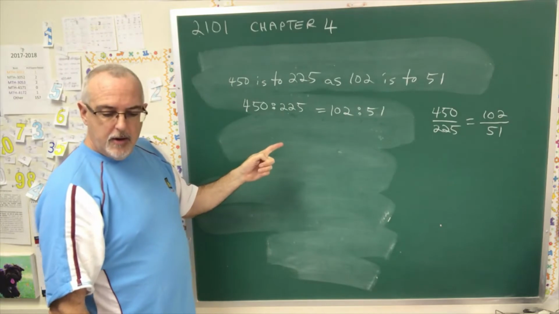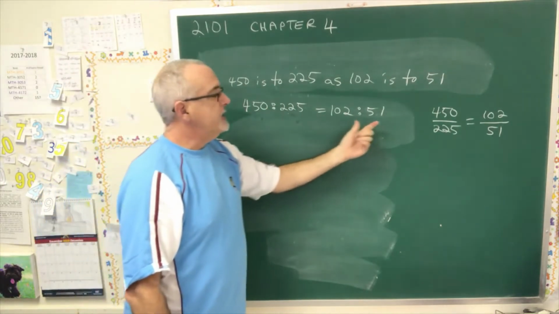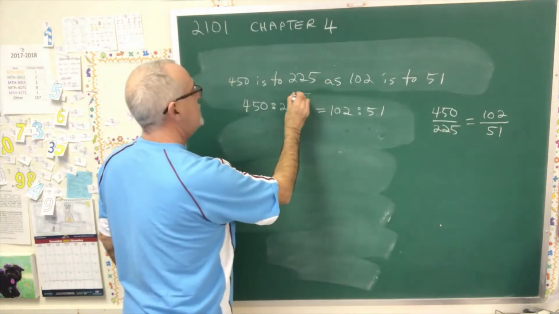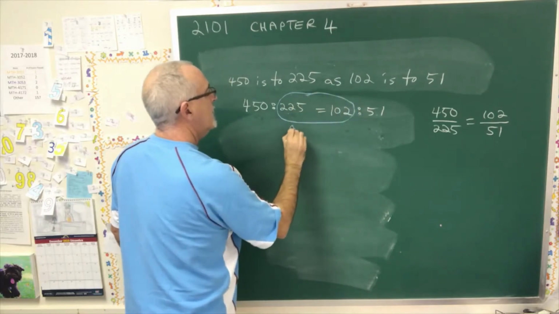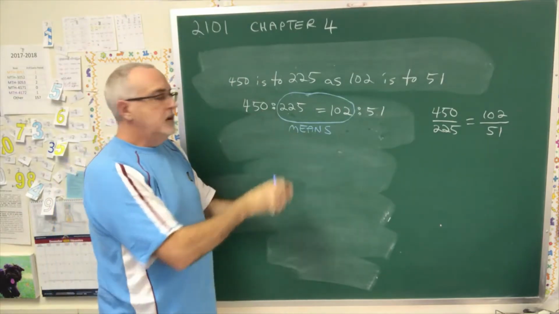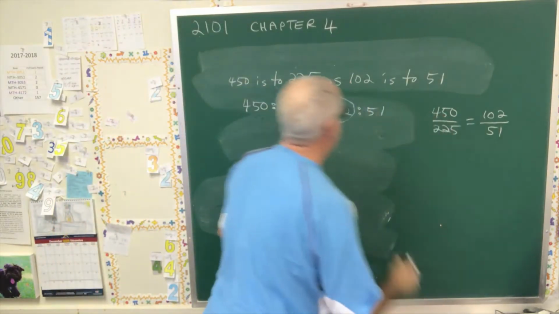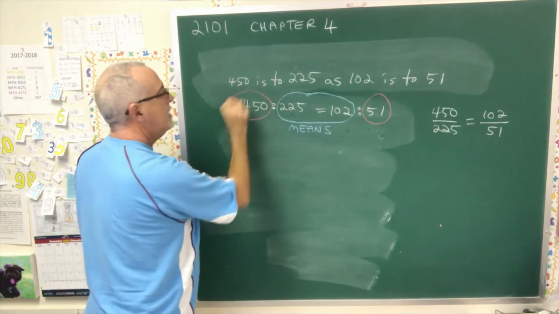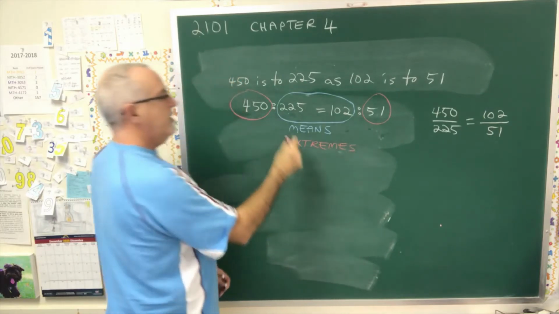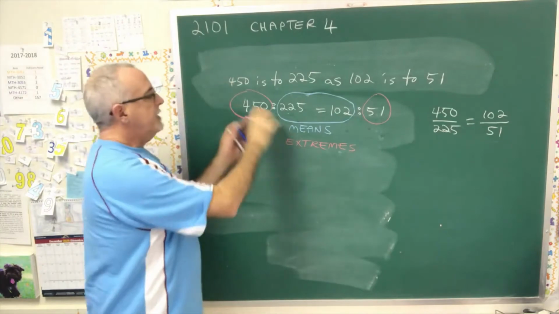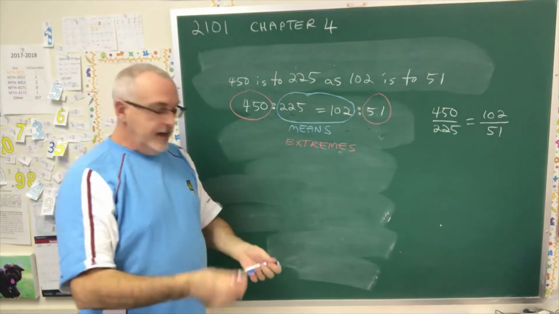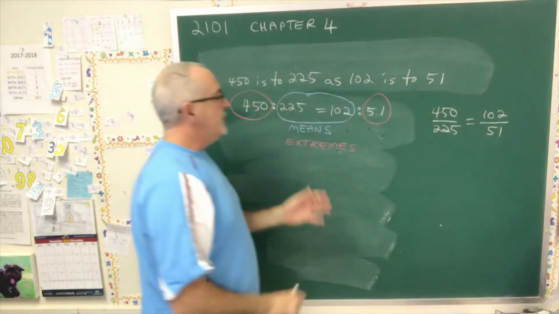Okay, now there are words for the four numbers in this thing. These ones in the middle, I'll use a different color of chalk, are called the means. Mean implies the middle. And yet another color. These ones on the outside are the extremes. They are on the extreme outsides of the equation. So the means and the extremes are some more words in the lingo that goes with ratio and proportion. They're useful words.